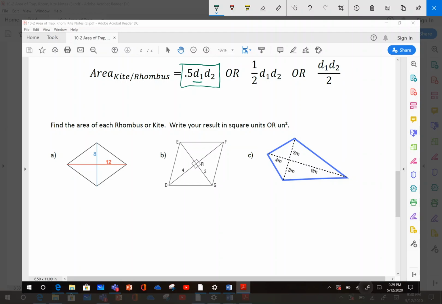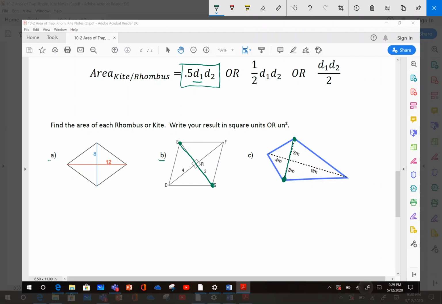But D1 is a diagonal. The diagonal starts at a point on the rhombus or the kite, and it travels through the figure to a non-consecutive point. Let's say I take a look at example B. If I started here at E and traveled all the way down to G, that would be considered a diagonal. In part C, I could start right here at this point, travel all the way through the figure, and that would be considered D1, a diagonal.